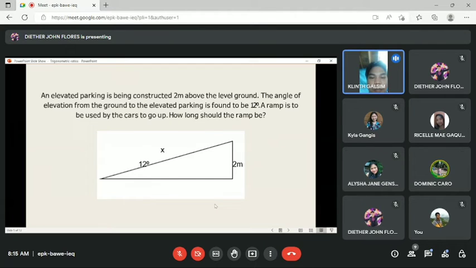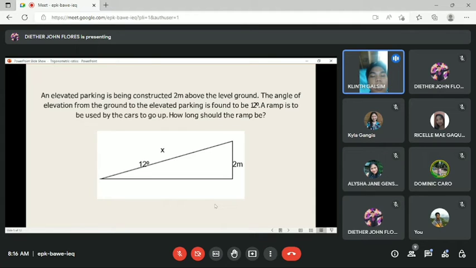Dominic, can you answer? Sir, sine? Okay, that's right. So in this problem, we use sine is equal to opposite over hypotenuse. In solving this, we substitute the values since we are given the angle and the opposite side. So we are left with solving the hypotenuse.